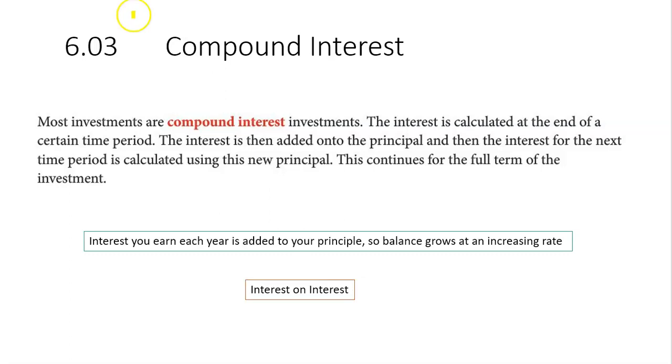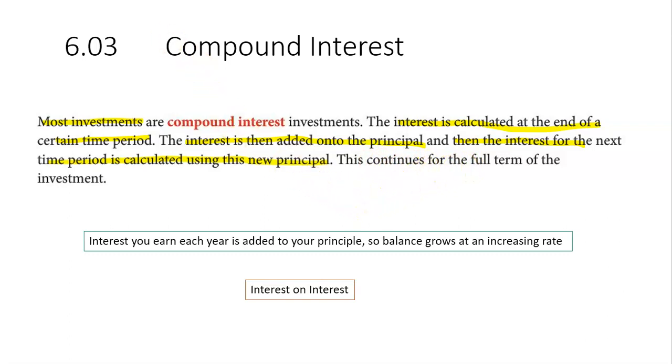So let's look here. Most investments are compound interest investments. So what is compound interest? The interest is calculated at the end of a certain time period. After that, the interest is added on to the principal, and then the interest for the next time period is calculated using this new principal. This continues for the full term of the investment.